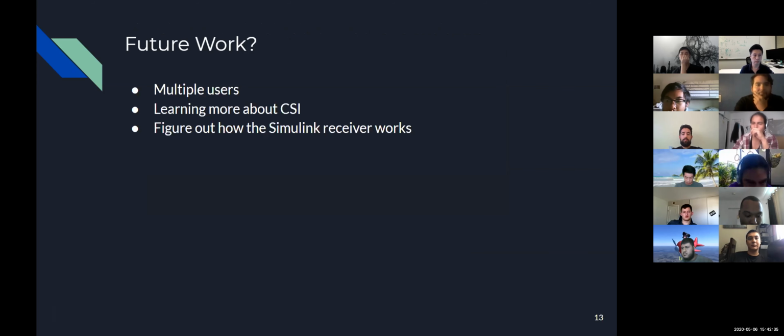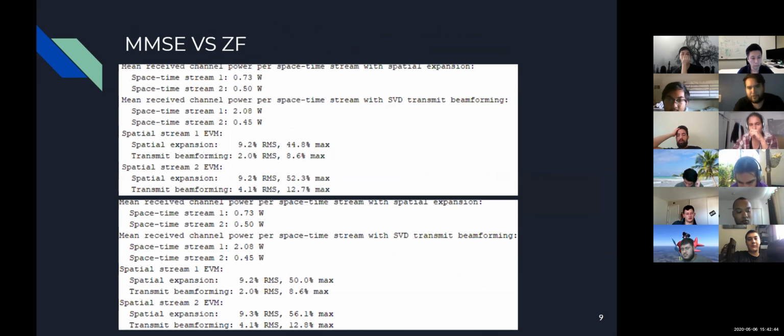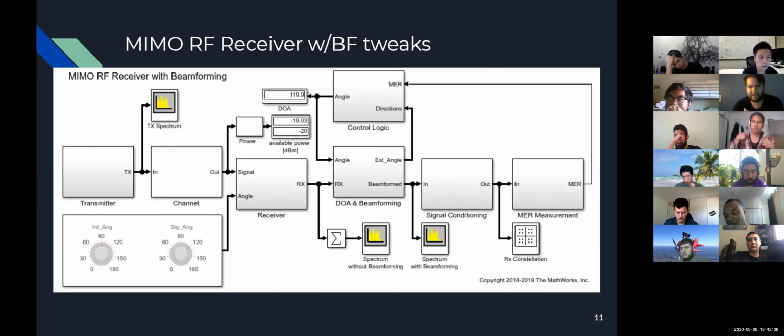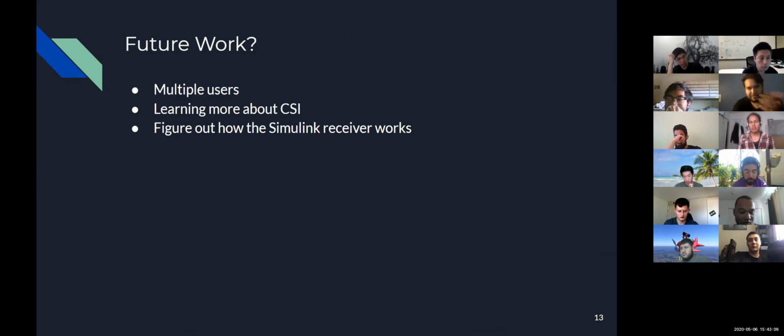I know there's no more labs or presentations, but some future work that I could have done with this is having more users in the code for the transmit beamformer versus spatial expansion. I tried to work on it. I saw the precoding example that Jasmine was using. It had multiple users, but I couldn't implement it into this one. I kept getting errors.